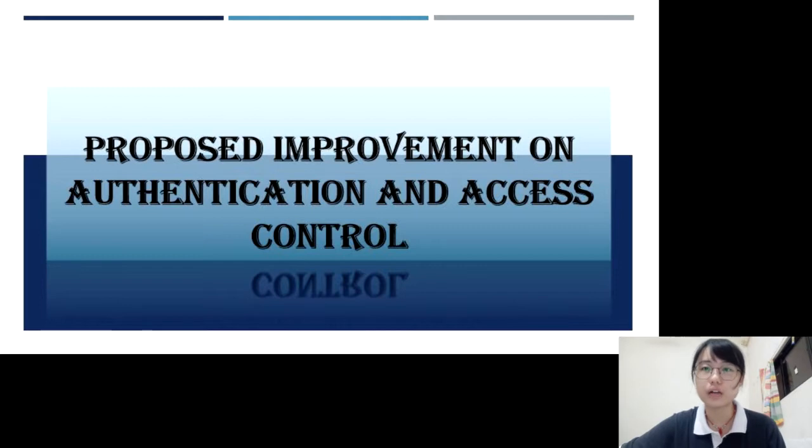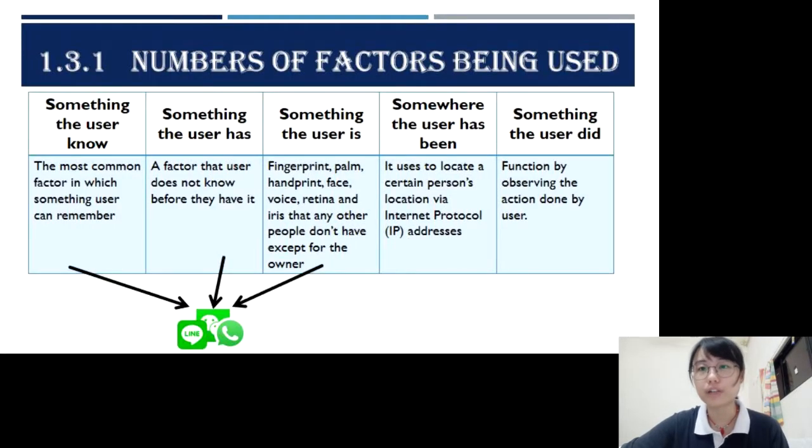Hi, I'm Tony. So I will present the number of factors being used in social media applications nowadays. Authentication factors can be classified into five major categories, which are something the user knows, something the user has, something the user is, somewhere the user has been, and something the user did.